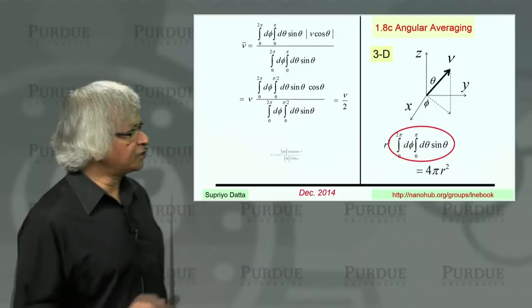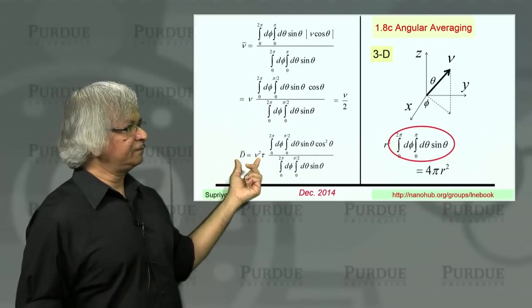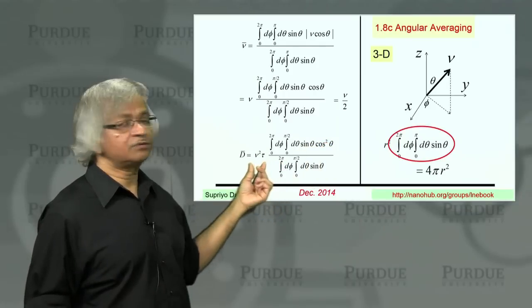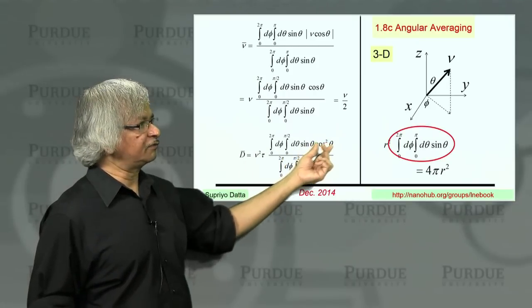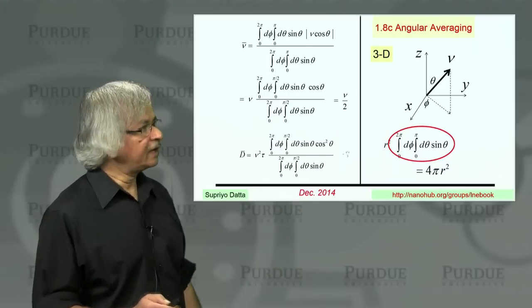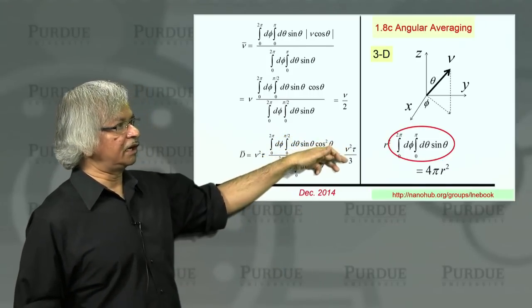Now if you want the diffusion coefficient, again same story. Now it's v square cosine square theta times tau. The v square tau is pulled out. So you have cosine square theta, which has to be integrated over the solid angle. And this will give you v square tau over 3.